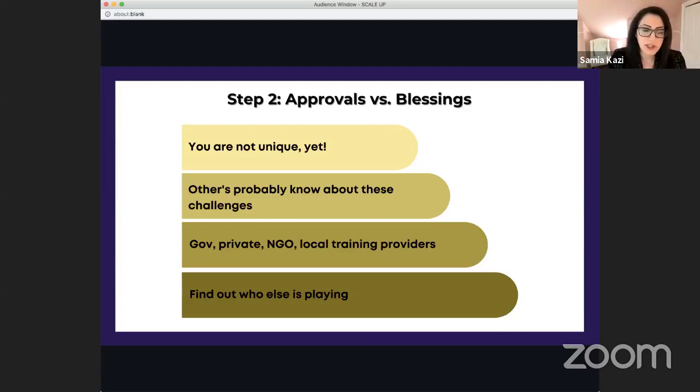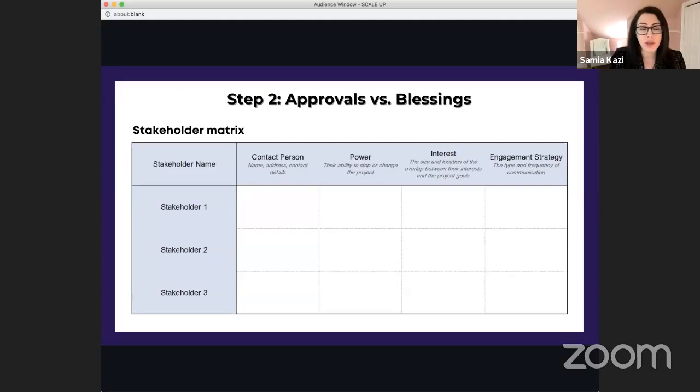So there's government organizations, there are private entities, there's NGOs, local training providers, and even freelance experts that are doing some work in this field. So you need to find out who else is playing in your arena. And one way of doing that is conducting a stakeholder analysis. You can use a matrix like the one that's in front of you. All of this is going to be in the ebook as well.